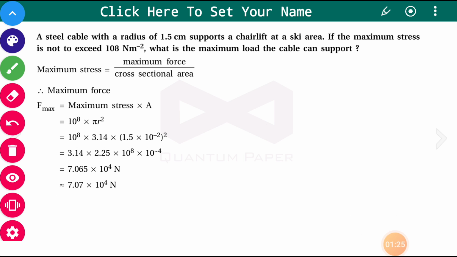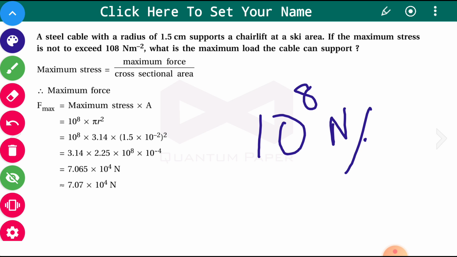Now, a steel cable with a radius of 1.5 centimeters supports a chairlift at a ski area. If the maximum stress is not to exceed 10 to the power 8 Newton per meter square, try to understand, it is 10 to the power 8 Newton per meter square. What is the maximum load the cable can support?